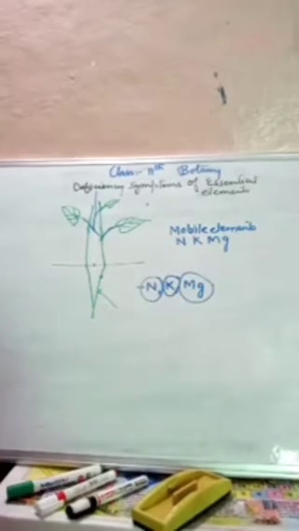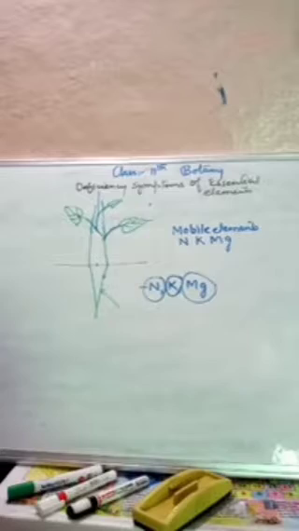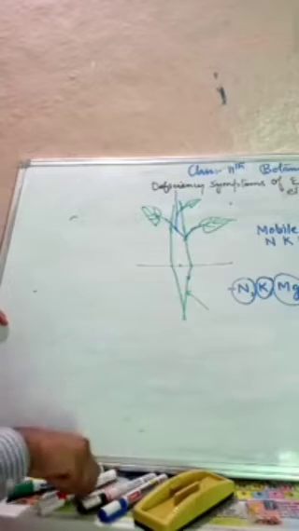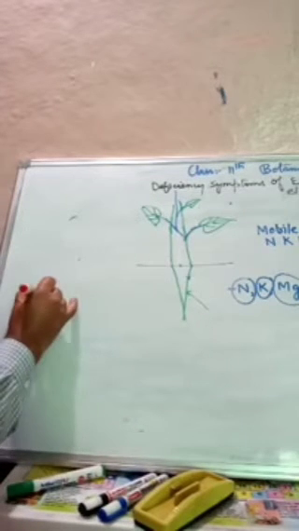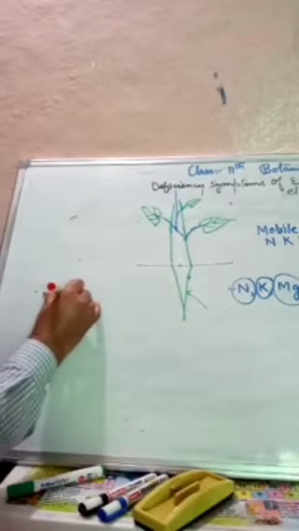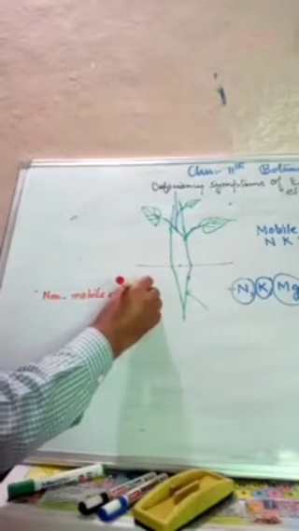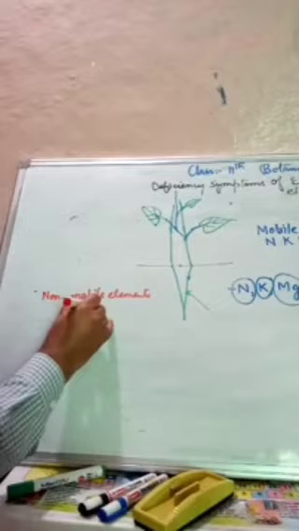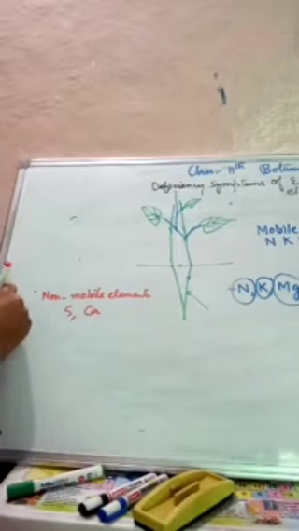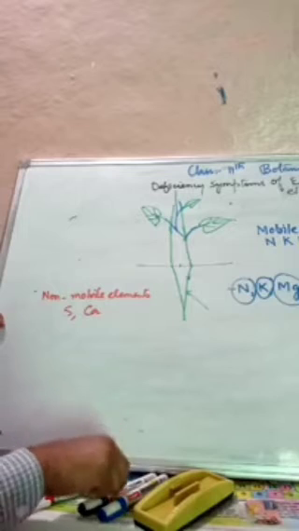Now another situation arises: we also have some non-mobile elements. What we will see is that we have two, sulfur and calcium. These are the non-mobile elements. Again, we will draw the diagram.